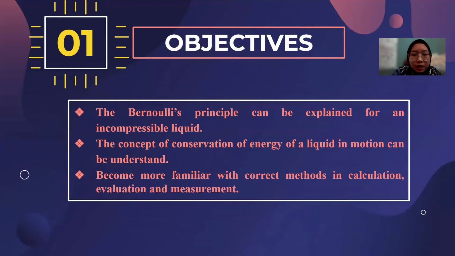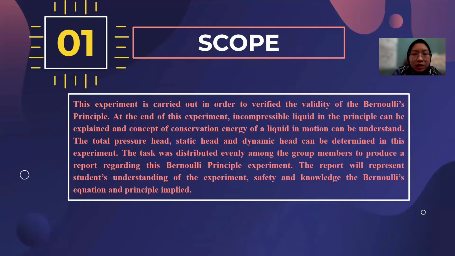The objective of this experiment is that Bernoulli's principle can be explained for an incompressible liquid. The concept of conservation of energy of a liquid in motion can be understood, and we become more familiar with correct methods in calculation, evaluation, and measurement. The scope of this experiment is to verify the validity of Bernoulli's principle.